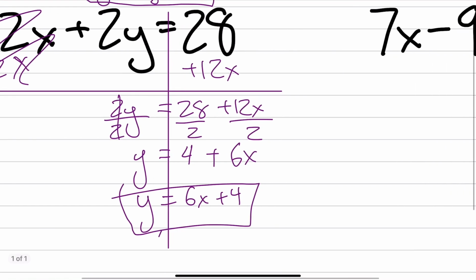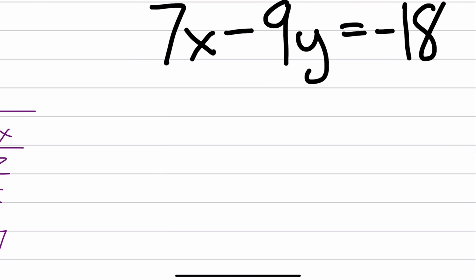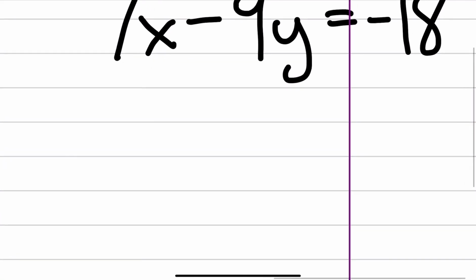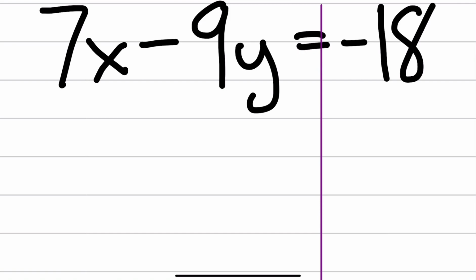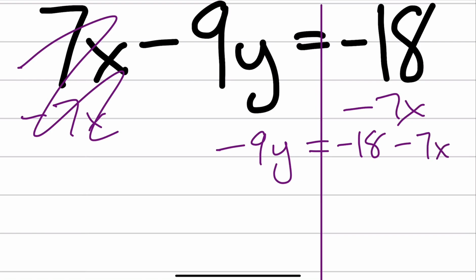Cool beans. Next one. We got 7x minus 9y equals negative 18. All right, draw our line. Let's make this a touch bigger. There we go. So get rid of that x term first. I have 7x, so I'm going to subtract 7x from both sides. Now these are gone. So we have a minus 9y. Be careful about that. We want to keep on that negative sign because we haven't used it yet. So we're going to go negative 9y equals negative 18 minus 7x.